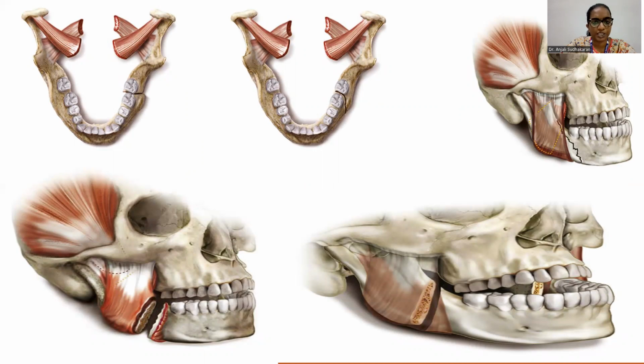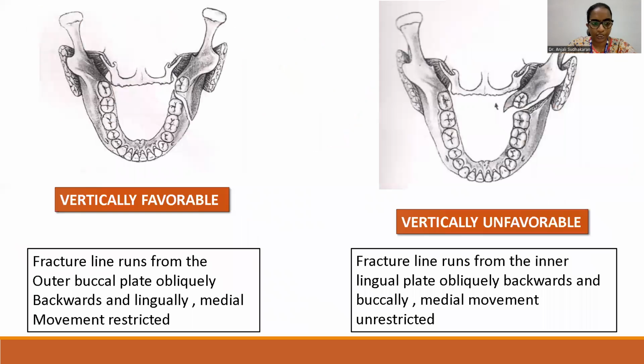So you can see in the pictures here, on the right hand corner, a favorable fracture in which the masseter is splinting the fracture together. There is no displacement. Now, if the fracture is anterior to the masseter, that means the masseter muscle will pull the fractured posterior segment away, and that is a horizontally unfavorable fracture.